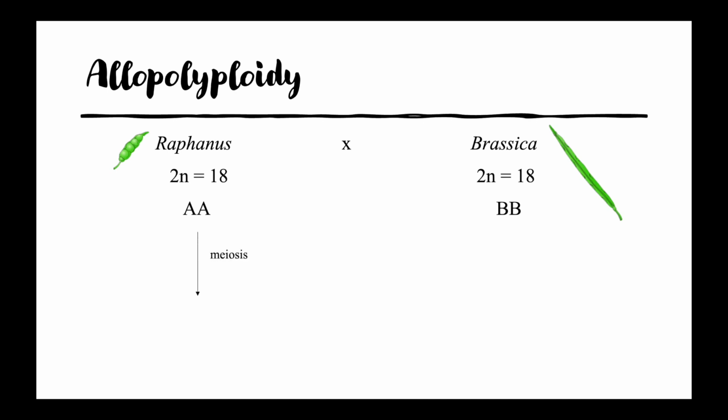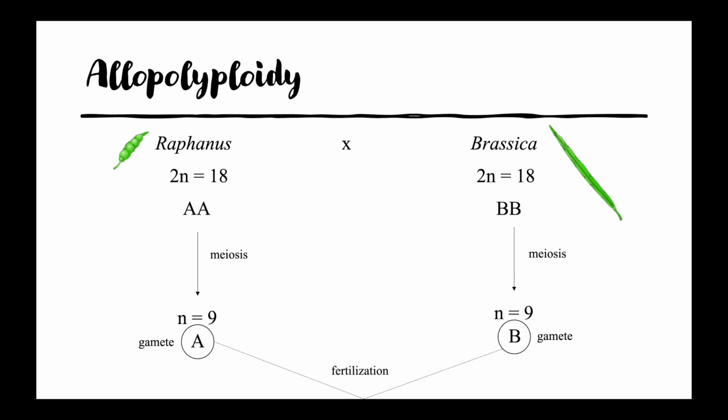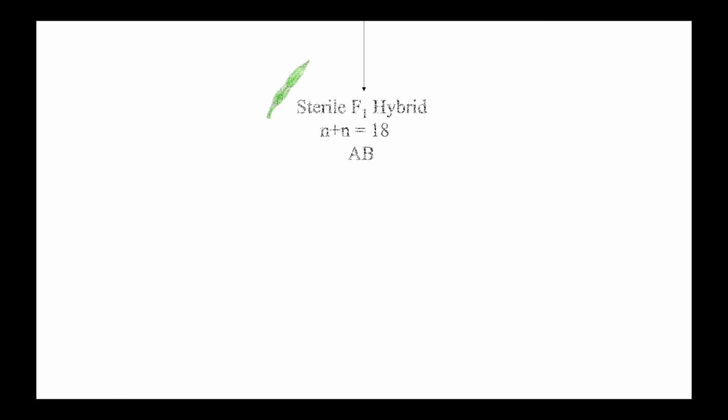Gametogenesis of Raphanus results in the production of a gamete carrying 1 set of chromosome A. This haploid gamete carries 9 chromosomes. Gametogenesis of Brassica results in the production of a gamete with also 1 set of chromosome B. This haploid gamete carries 9 chromosomes. The fertilization of these 2 gametes results in the production of an F1 hybrid, which is sterile.